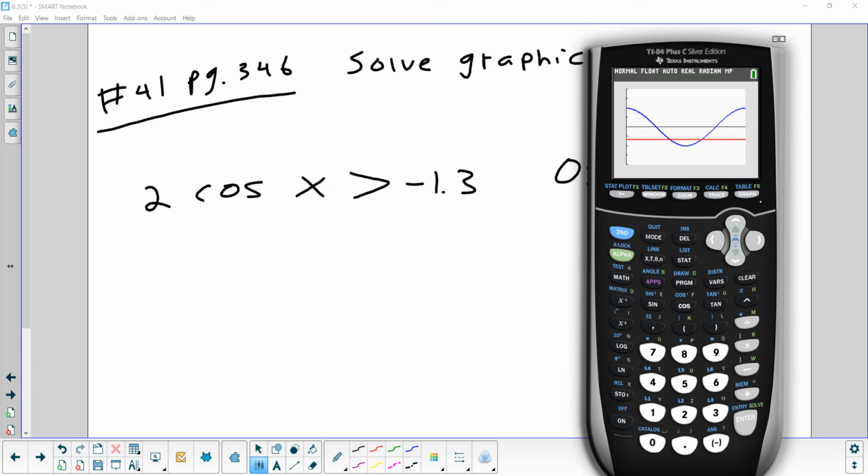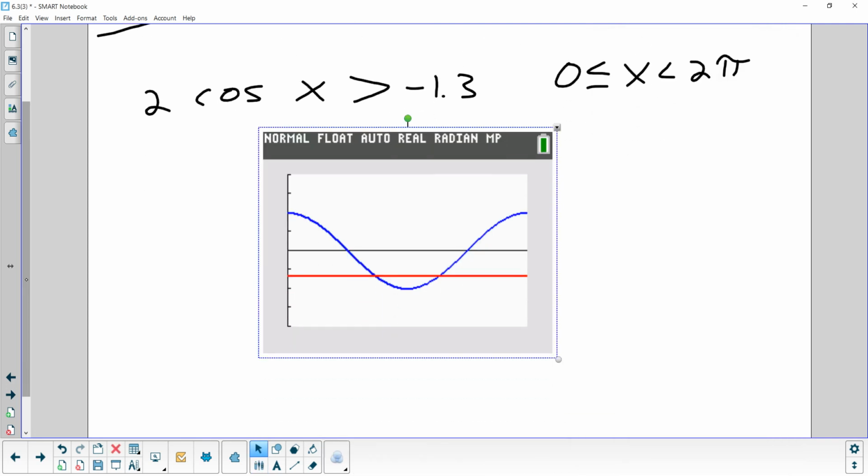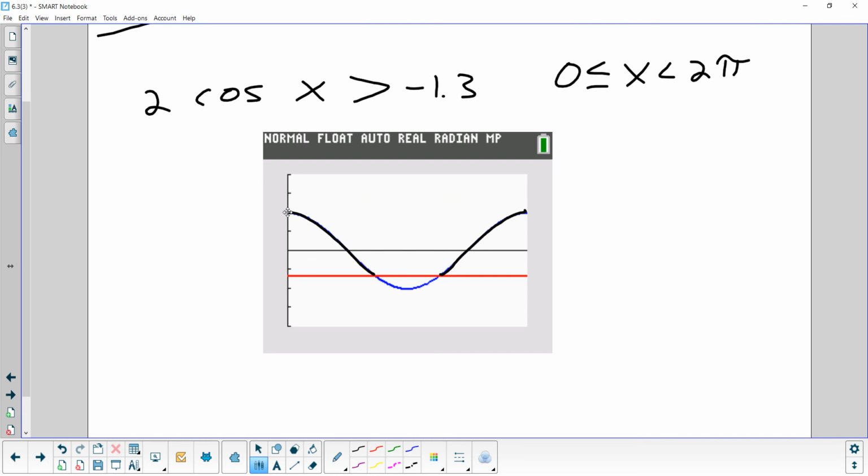Now I have to check what they want. Where are we greater than negative 1.3? That's going to happen in 2 sections. In this section and in that section. Should I include or not include the endpoint of that black part on the left? Include. Reason? We have the equal to under it, so we can include that.